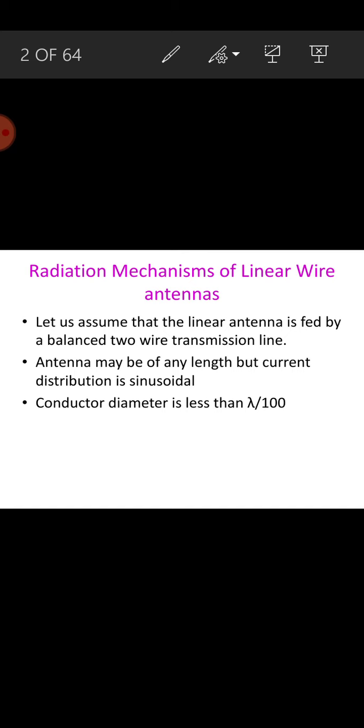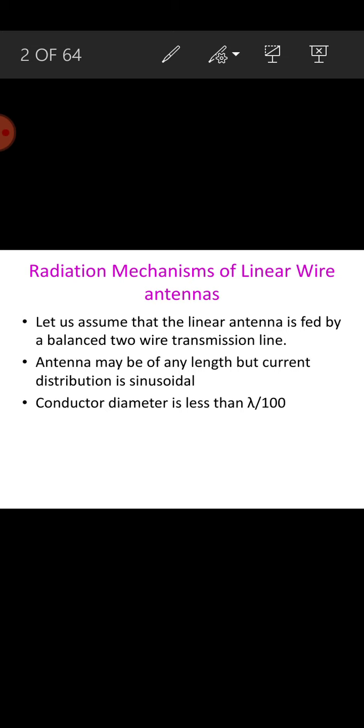Now, let us assume that the linear antenna is fed by a balanced two-wire transmission line, and the antennas may be of any length, but it is assumed that the current distribution is sinusoidal. Current distribution measurements indicate that this is a good assumption provided that the antenna is thin, that is, when the conductor diameter is less than lambda by 100. Thus the sinusoidal current distribution approximates the natural distribution on this antenna.